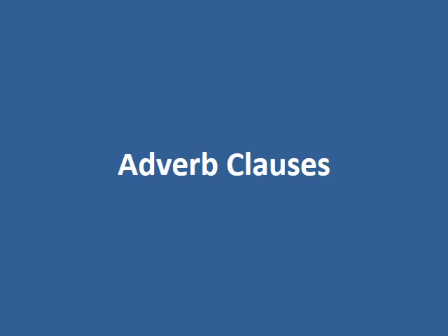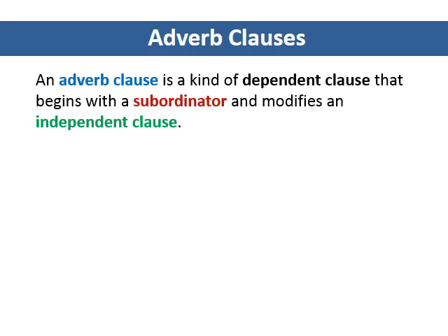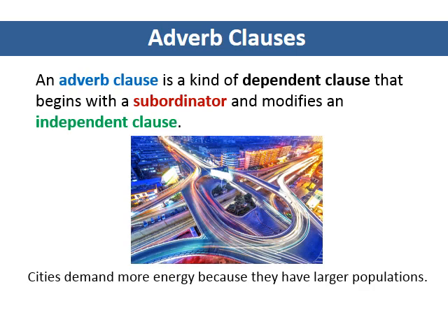Adverb clauses. An adverb clause is a kind of dependent clause that begins with a subordinator and modifies an independent clause. It has a subject and a verb, but it cannot stand alone. Let's look at an example. What is the adverb clause in this sentence?